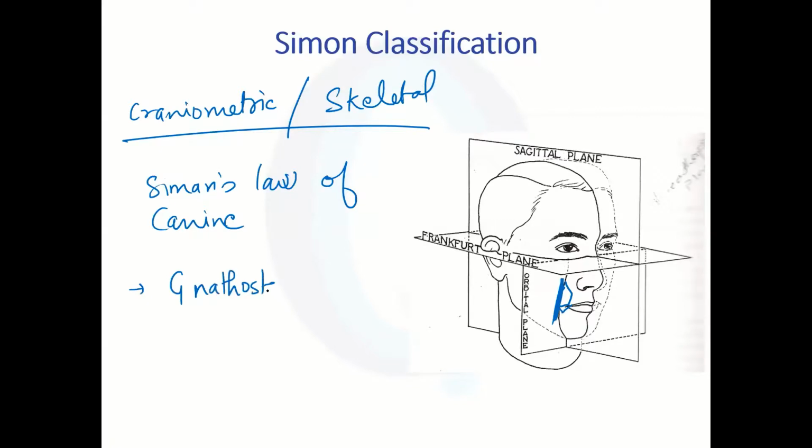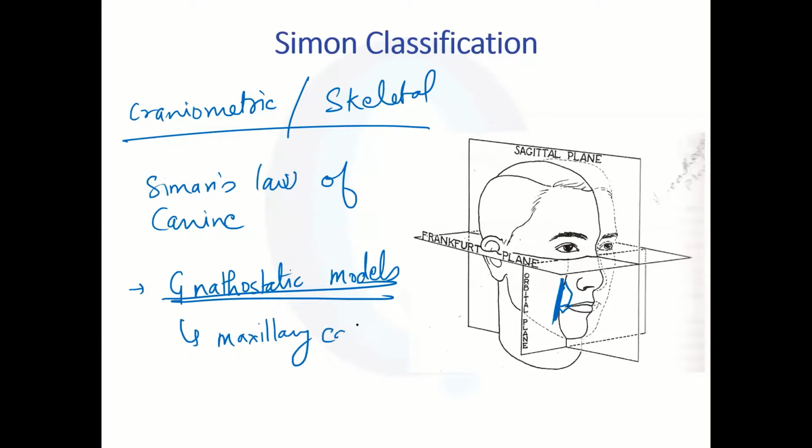What is gnathostatic models? Gnathostatic models is the maxillary arch. Remember, it is just about the maxillary arch. The maxillary cast base is parallel to FH plane. Okay, that is gnathostatic models. We don't talk about mandibular cast, we just talk about the maxillary cast. So in gnathostatic models, the maxillary cast base is parallel to the FH plane. Okay, so this is gnathostatic models.